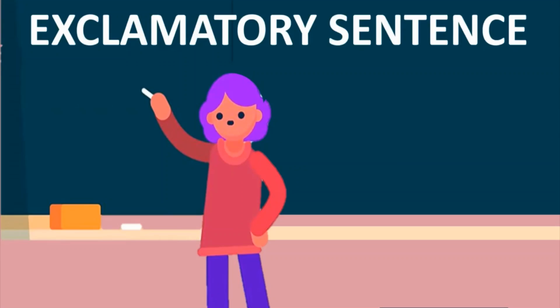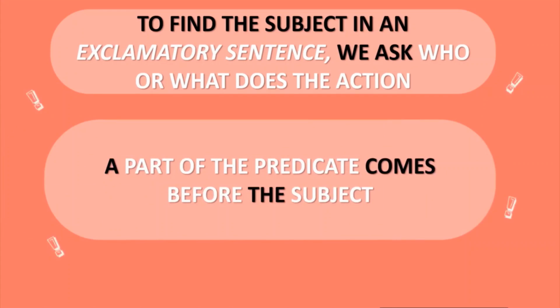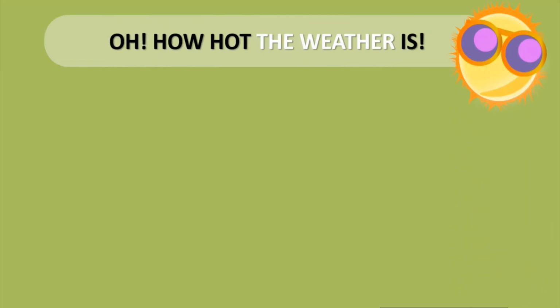Now we come to the exclamatory sentence. To find the subject in an exclamatory sentence, we ask who or what does the action. And a part of the predicate comes before the subject. We will see it in an example. Oh, how hot the weather is. So, oh, how hot is the predicate, and if you ask the question, what is very hot? It is the weather. So, here the weather is the subject.